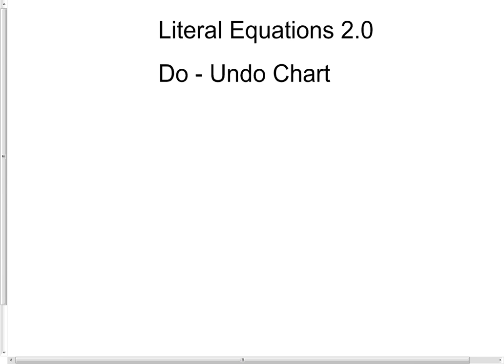Alright, this is our literal equations 2.0 video. I've already done one literal equations video, so make sure you've watched that video already. In that video we talk about what a literal equation is, what it looks like, and what our goal is for literal equations. In this video I'm going to give you a second method you can use to solve literal equations. Some of you might find this method a little bit easier or more straightforward than what was in the previous video, and if you do, feel free to use it. If not, you can use the method that you learned in the original literal equations video. So let's get started.